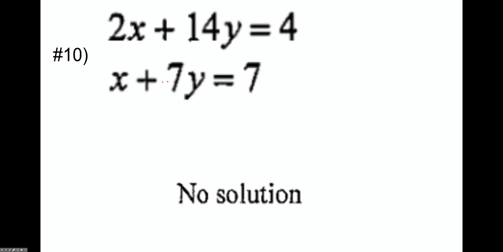Negative 2 times 7 will give me negative 14. So that will cancel with this positive 14. And then negative 2 times 7 will give me again negative 14. But that doesn't cancel out with the 4. So it'll be a negative 10 as my answer. It's going to give me a lie. It's going to say 0 plus 0 equals negative 10. And that's a lie. That's why it's no solution.